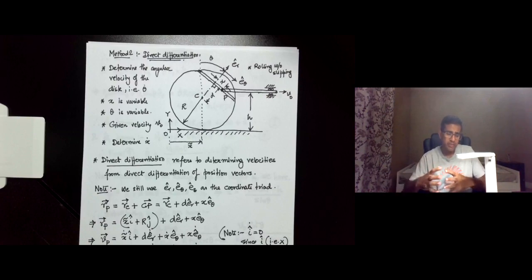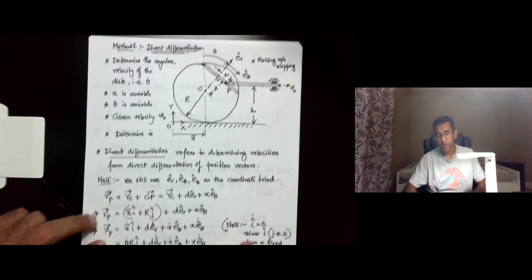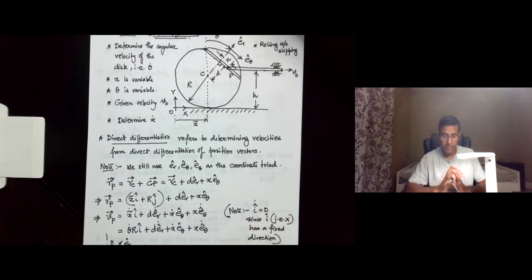And when the problem becomes complicated, that's where we try to directly use the relative velocity approach. Here the idea of direct differentiation was not that complicated, because we could easily define this fixed reference frame, show the position of the point P, and then go from there by taking the direct differentiation.